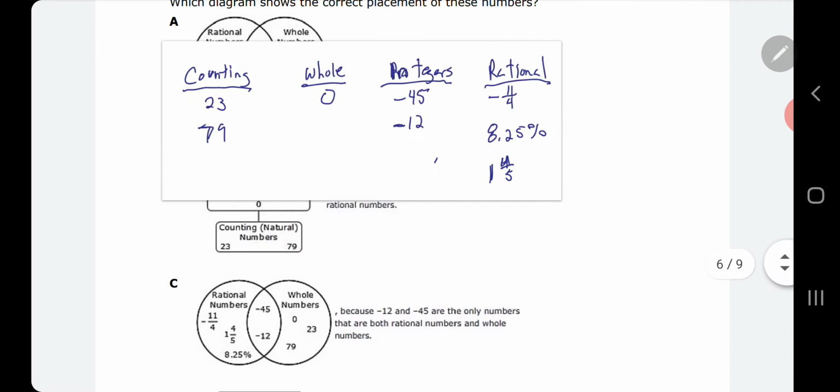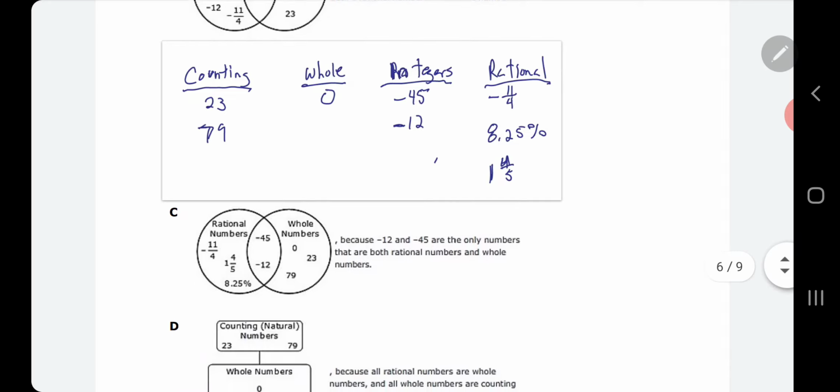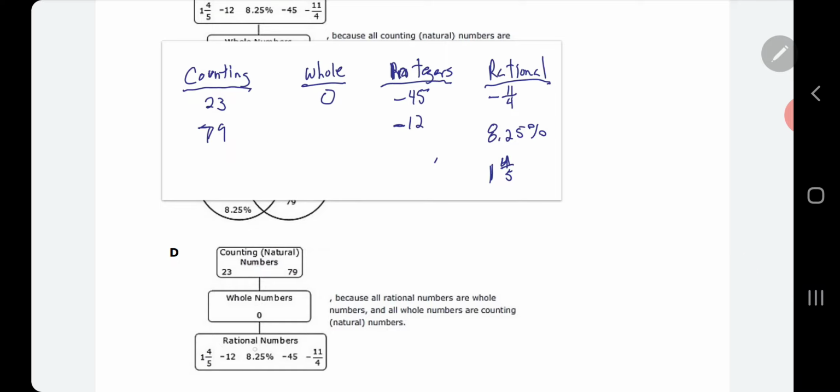See what's wrong with C. C, kind of the same thing. They have rational numbers and whole numbers, and they're showing that some of the numbers are the same, but 0, 23, and 79, for example, are whole numbers but not rational numbers. That is incorrect. And D's problem is it's just going backwards. It's saying that rational numbers are a subset of the whole numbers, and whole numbers are a subset of the counting numbers, and that is not true.